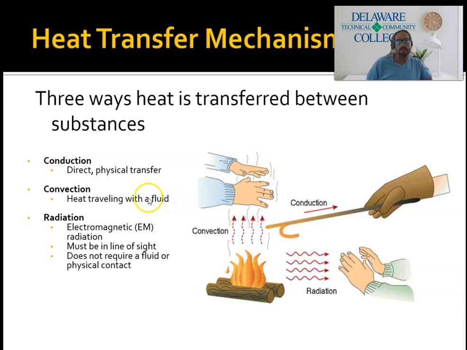So those are the three ways that heat is transferred: through conduction, convection, radiation, and that's very important to understand because it's a very important part of maintaining energy in a building. So I expect you to understand these moving forward.